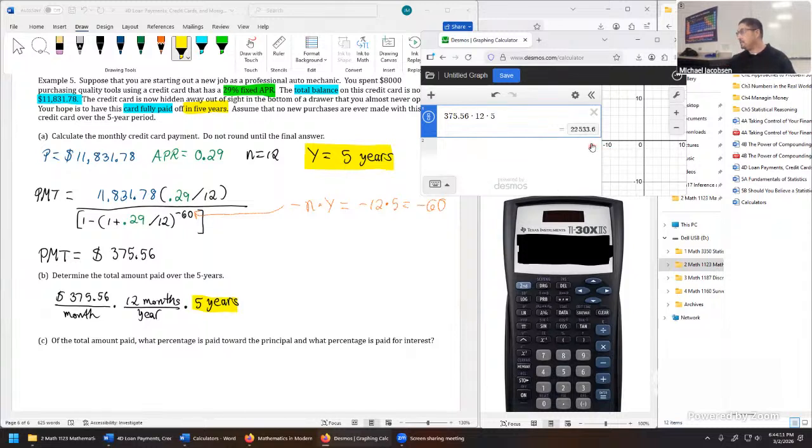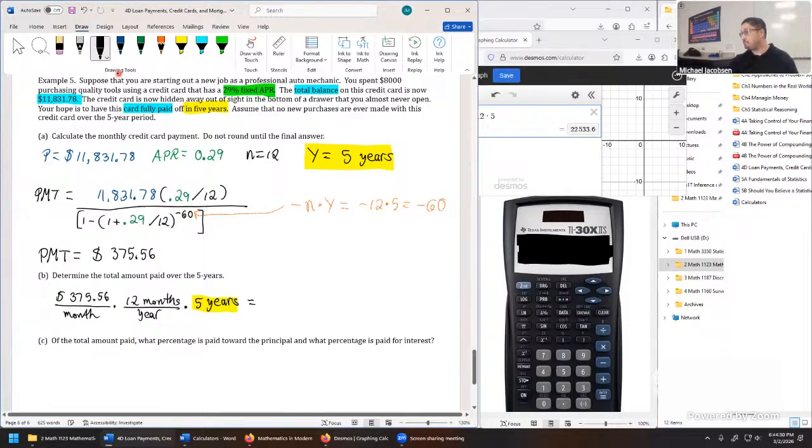And that's a lot. I mean, it's not like 1.5 million in the mortgage problem, but that was an entire mortgage. For a credit card that got up to a balance of just under 12,000, we're paying in total, if we stick to this 5-year plan, 22,533 and 60 cents.